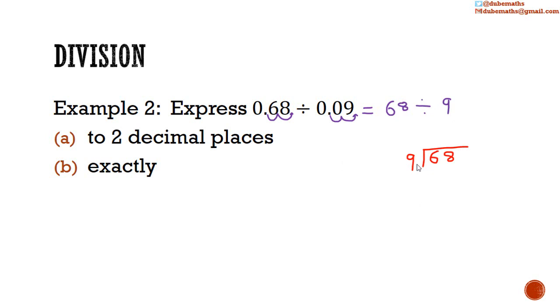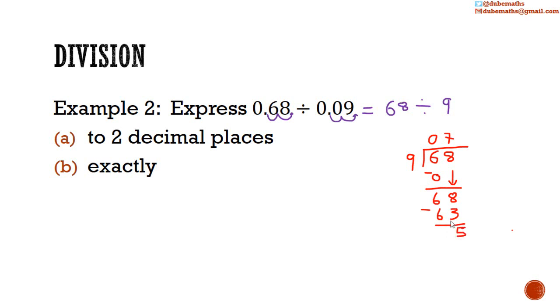68 divided by 9. How many times can 9 go into 6? 0. 0 multiplied by 9 is equal to 0. 6 take away 0 is equal to 6. Bring down the 8. 9 into 68, 7. 7 nines are 63. We subtract. 68 take away 63 is equal to 5.